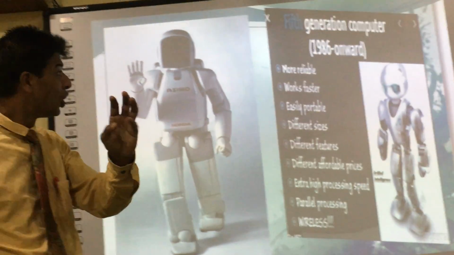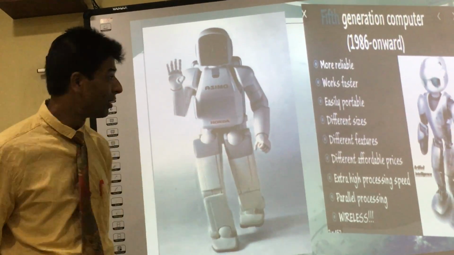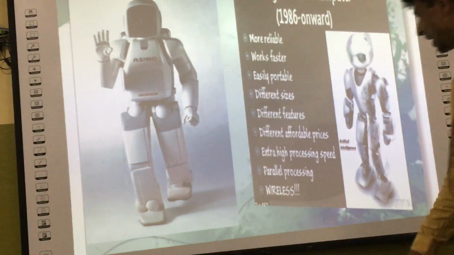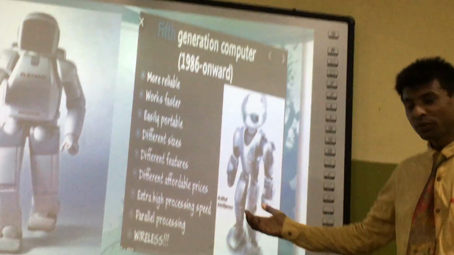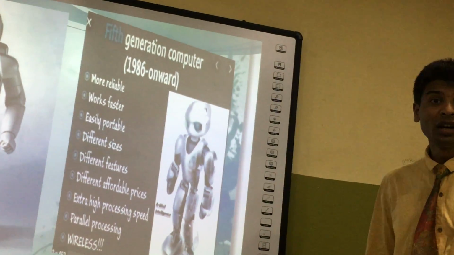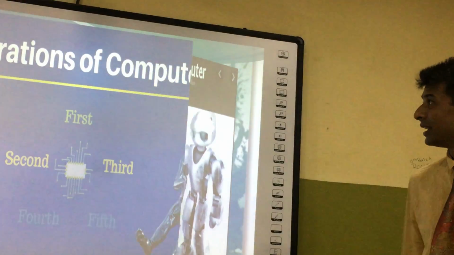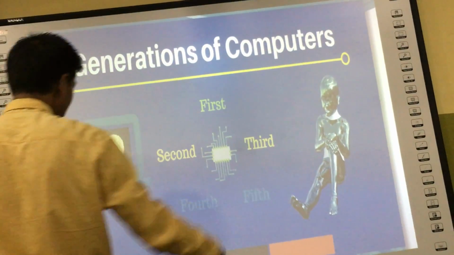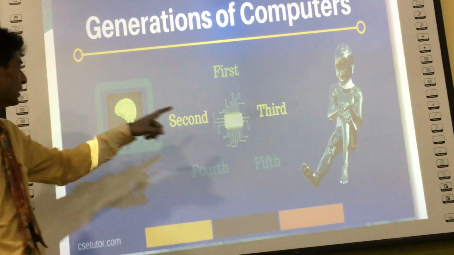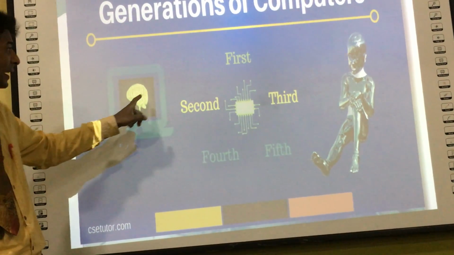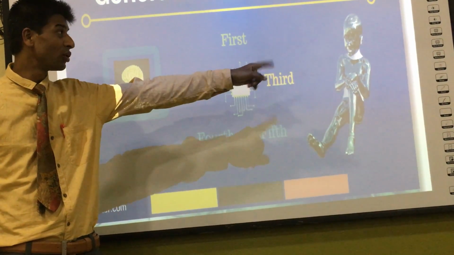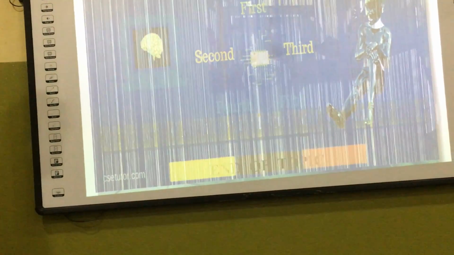It is more reliable, works faster, and is easily portable. Different sizes, different features, affordable prices, extra high processing speed, parallel processing meaning multiple processing, and even wireless. Please, next slide. Now, this is the generation of computer. By looking at this you understand. This is the first generation computer, second generation computer, third generation computer, fourth, and that is a human being-like robot, the fifth generation computer.